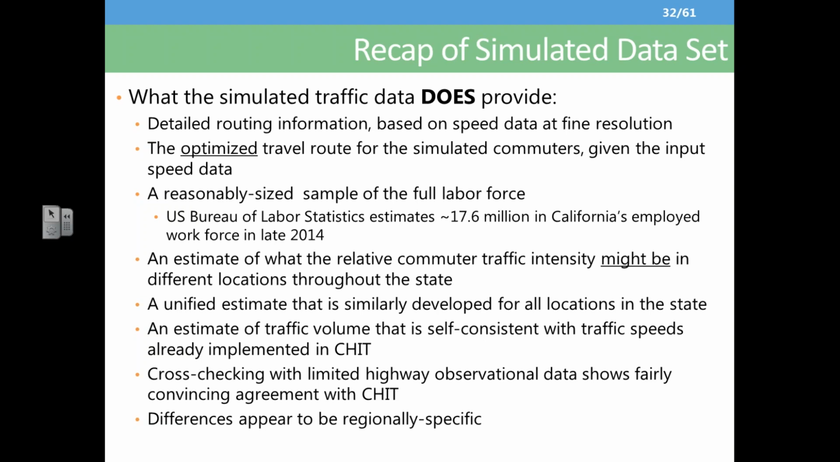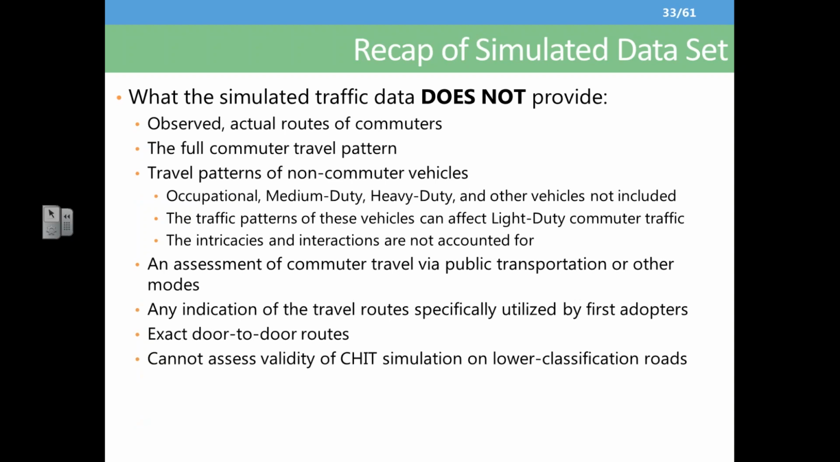We do have an estimate of what the relative commuter traffic intensity might be, and I really want to emphasize that this is just what it might be since it is a simulation. It is, however, for our purposes, a unified estimate that's similarly developed for all locations in the state and based on the same data that we utilize for our coverage calculations. It's using that same roadway data, that same roadway traffic speed data. Cross-checking with the limited highway observational data does seem to provide a fairly convincing argument for agreement with the simulation, and any differences appear to be regionally specific. They're more highly concentrated in LA and, to a lesser degree, around the Bay. What it does not provide is actual observed routes for commuters. We don't know the full commuter travel pattern. We don't have every commuter in the data set.